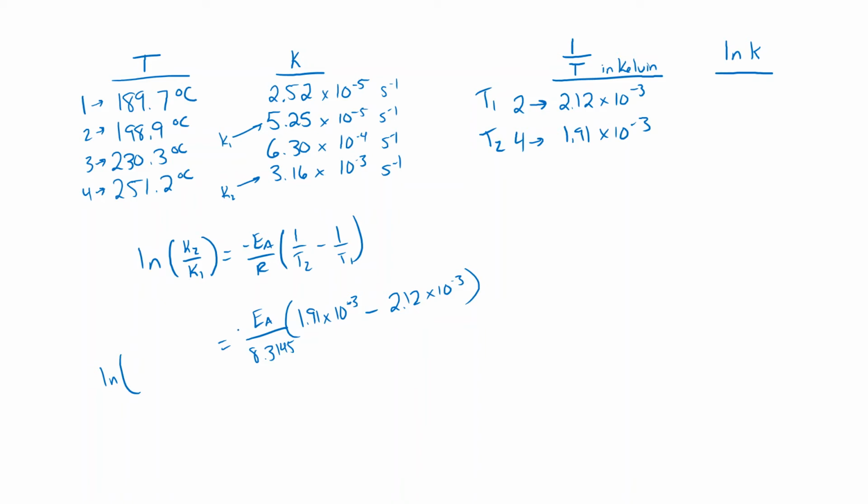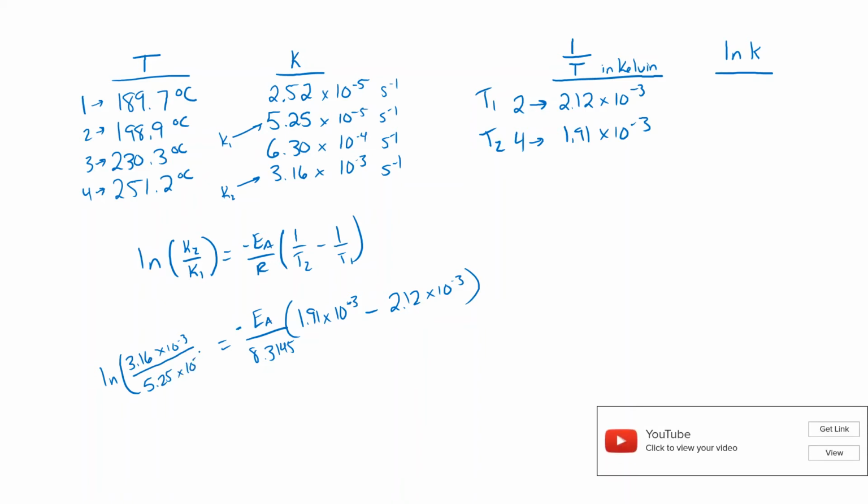I left out a negative. You guys got to keep me honest on this stuff, right? K2 is going to be 3.16 times 10 to the negative third divided by 5.25 times 10 to the negative fifth.